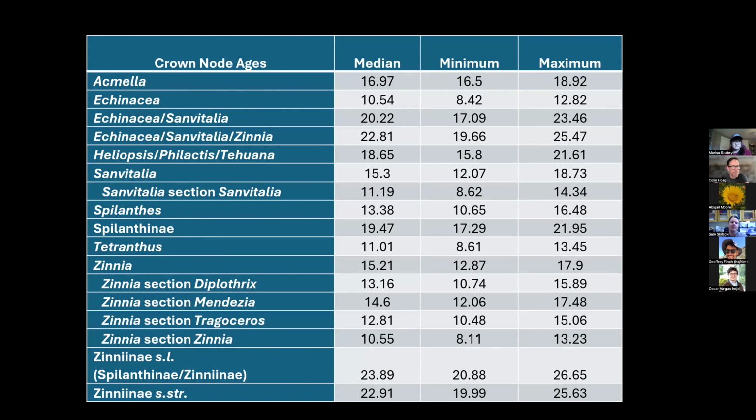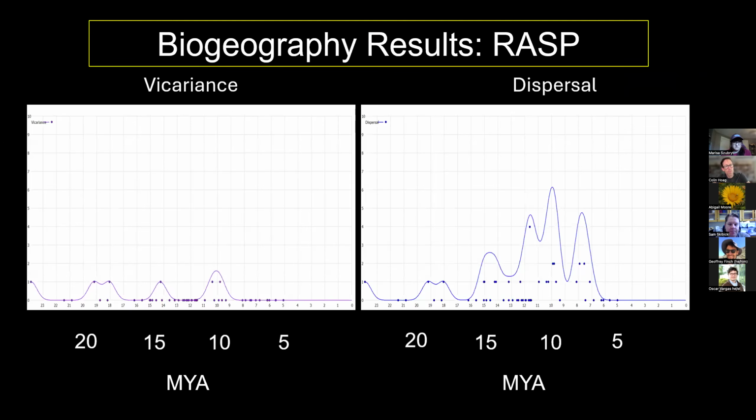So here are some ages of those groups. Right off the bat, Zinnia is about 15 million years old. It seemed to diverge with these different sections between 14 and 10 and a half million years ago, which is really cool because you can imagine why other researchers would have considered things like Mendesia and Tragoceras their own genera at different times, because these are relatively old. When you see something like Echinacea, it's only 10 and a half million years old. And that is what we expected. There's such little divergence here, and they wind up being the youngest clade in the group.